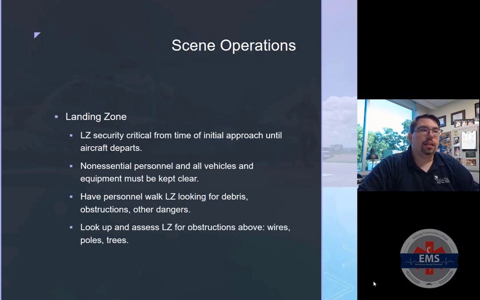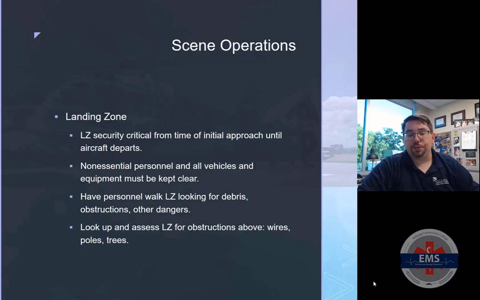The LZ security is critical. From the time of the initial approach until the aircraft departs, we want to make sure that the scene remains safe and nobody's coming in or out of it, especially during takeoff or landing. Non-essential personnel, vehicles, and equipment must be kept clear from that LZ area. And then again, have personnel walk the LZ to look for any type of debris, obstructions, dangers, slopes, soft spots, anything that could affect the aircraft from landing or taking off.